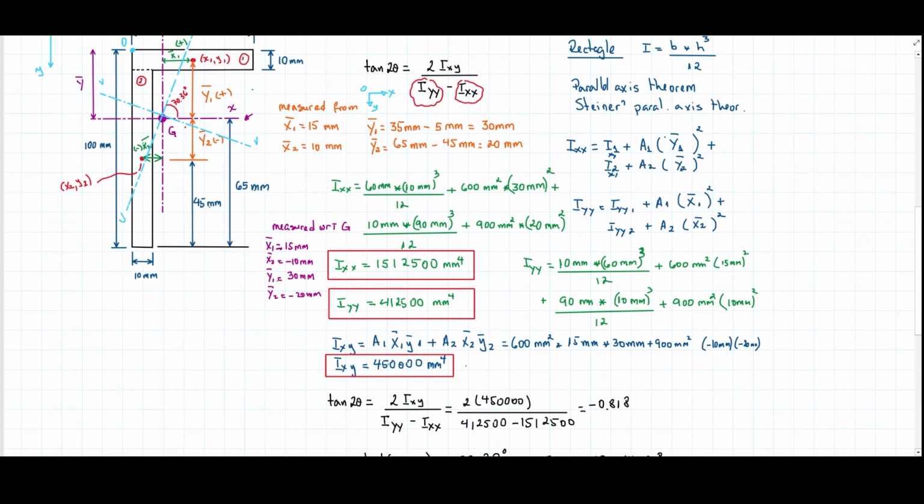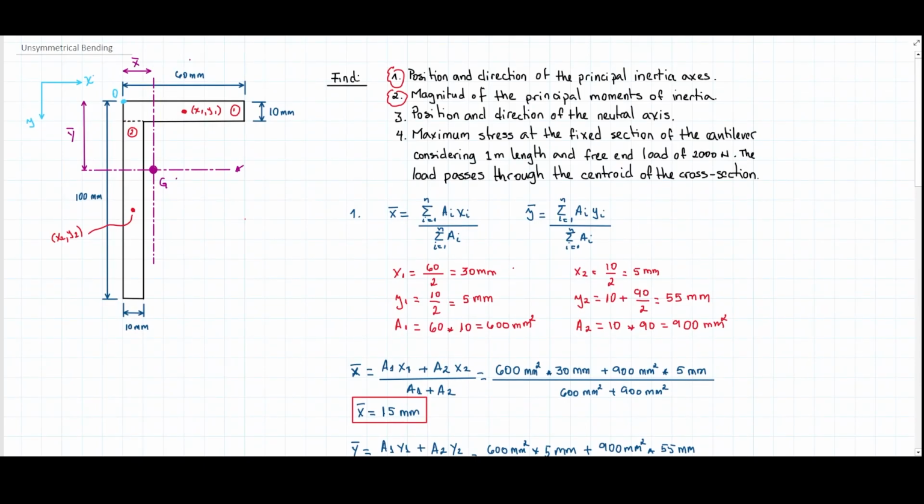Now, what's next? Well, now they're asking us to consider that this profile is used in a cantilever arrangement of 1 meter length, and there are 2,000 newtons applied at the free end. So calculate now the neutral axis and the position of it, and then the maximum stresses that are found there. Yeah. So let's do that.